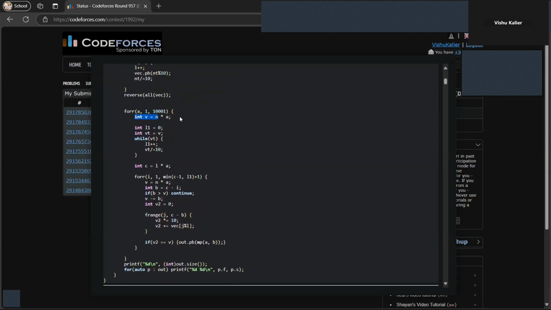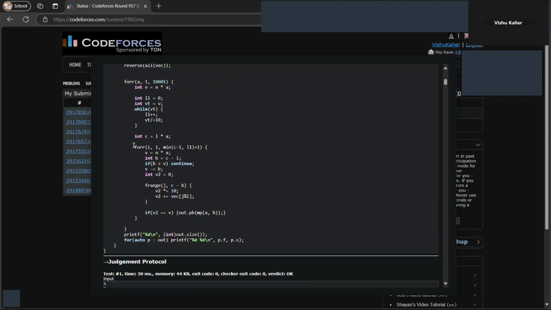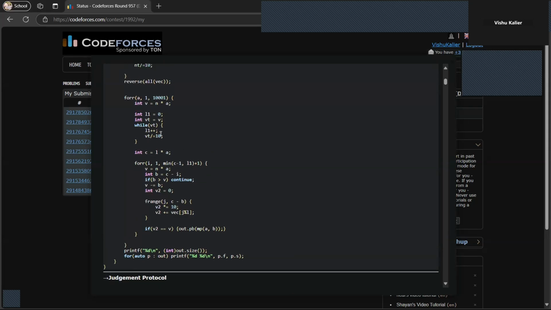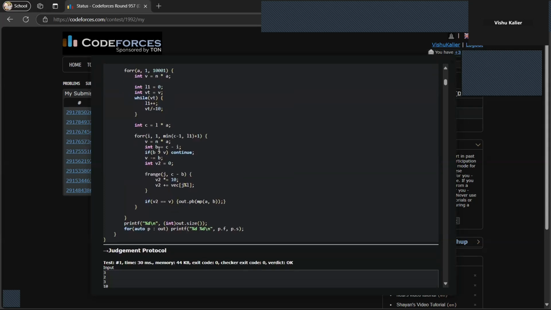Then I created an integer v for n into a for evaluating the maximum boundaries. I did the same thing to that as well, incremented the length and did the division operation. And then for a range of variable i from 1 to minimum of c minus 1, that is L minus a, and L1, that is the length of the string. I updated v to n into a, changed the value of b, and if b is greater than v, if the value crosses the boundary, I skipped it. Otherwise, I decremented v by b times for every i.